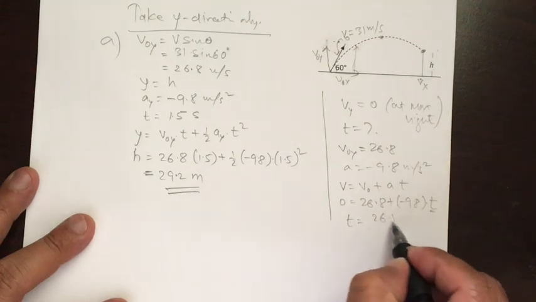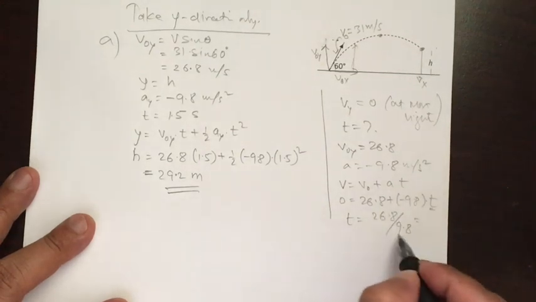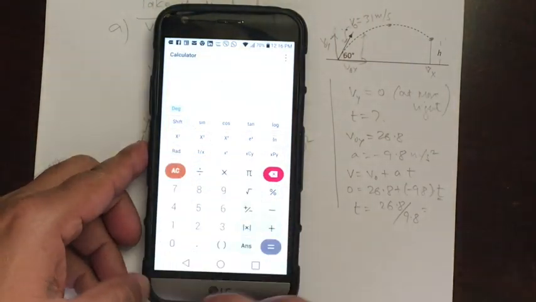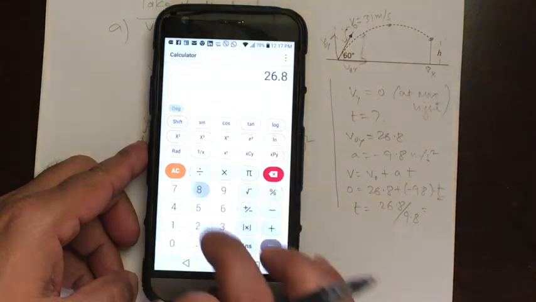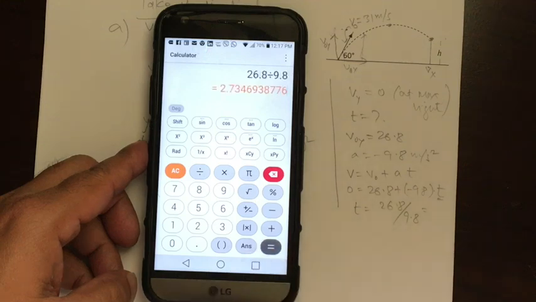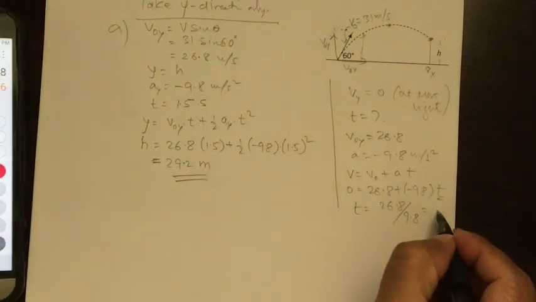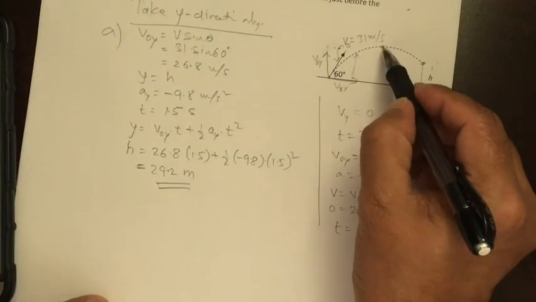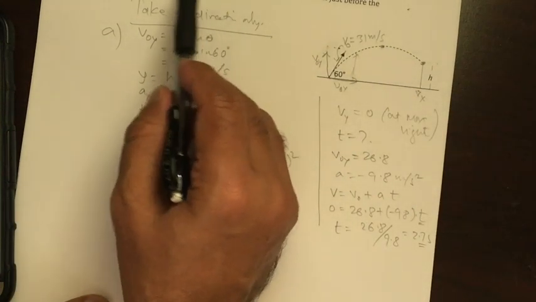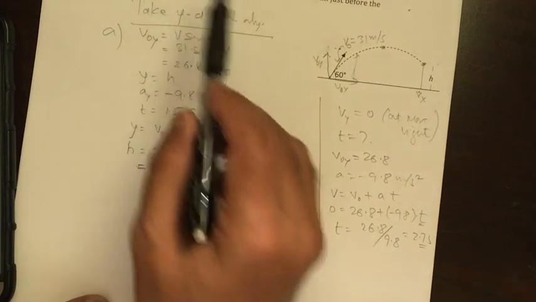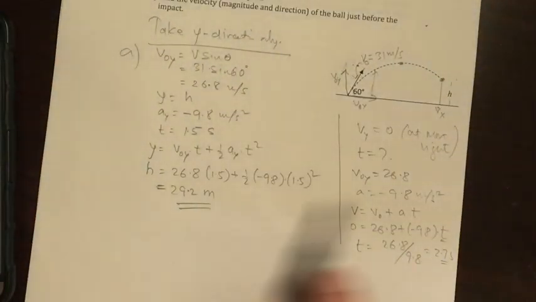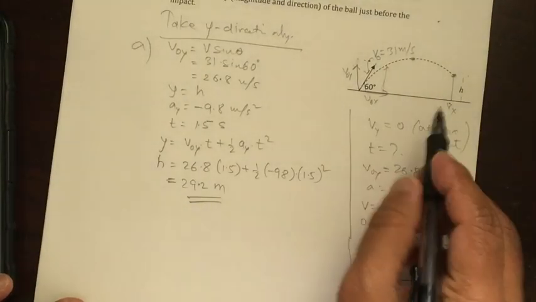T equals 26.8 divided by 9.8. This is more than 1.5. So I'll show you here. 26.8 divided by 9.8 gives me 2.7 seconds. So just to reach here, it takes 2.7 seconds, right? So I should have given like 3 seconds or so here. That means this diagram is correct, but either way, this is just to show you, all right?